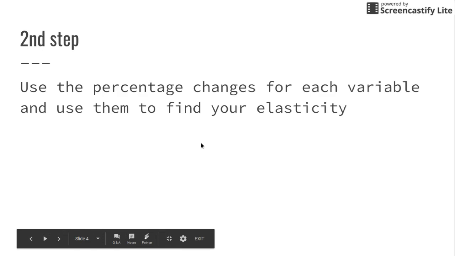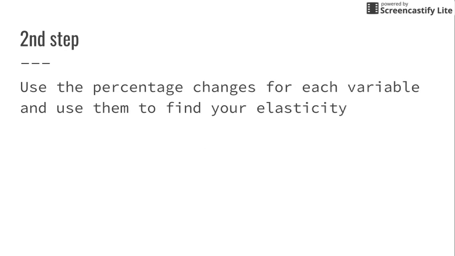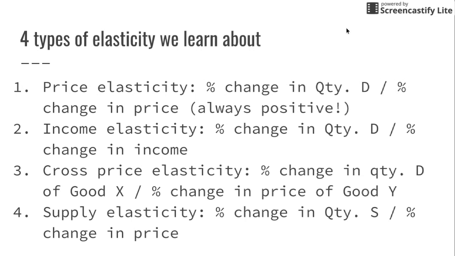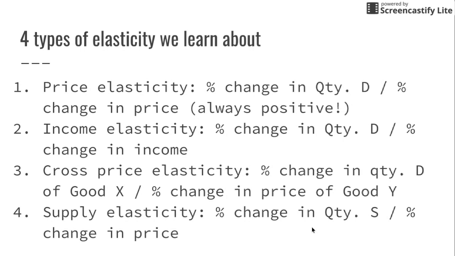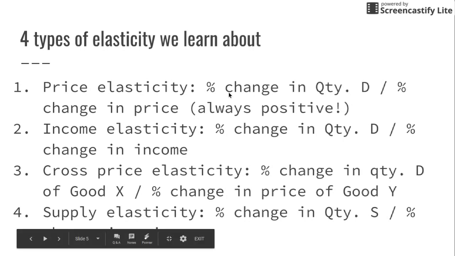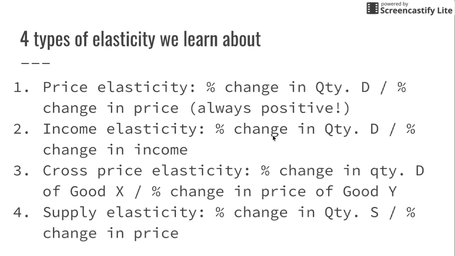Then the next step, once you have your percentage changes for both, say, price or income and demand or supply, is to use the formulas. There's a different formula for each of the 4. However, there's an easy way to remember it. One of the easiest ways to remember any of the 4 formulas is that the change in demand or supply is always the numerator. It's always the number that goes on top. So if you look at price elasticity, the percentage change in quantity demanded is always the numerator. Income elasticity, percentage change in quantity demanded is the numerator. Same thing for cross price.